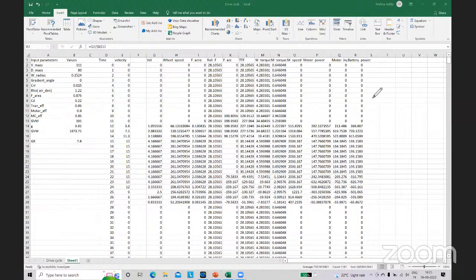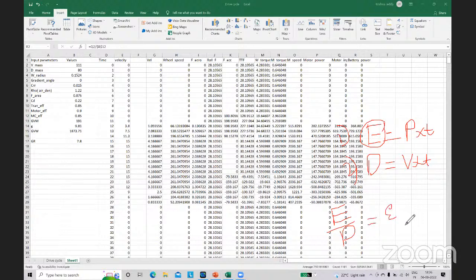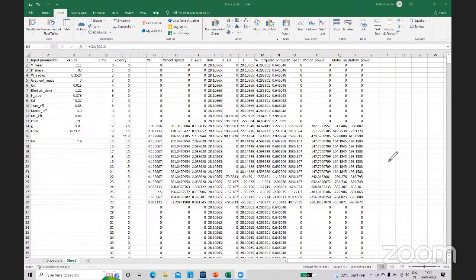You can try it out here. I can just give the equations for you to calculate the energy requirement. Power into T will be in joules. Try to convert into watt hour; you can find that conversion value. Then calculate distance, V into T, so you'll get the distance. So E divided by D gives energy consumed per kilometer. So this is about motor and battery sizing.